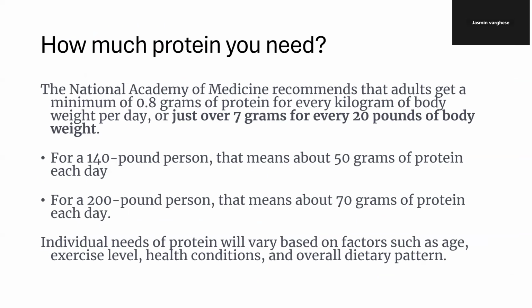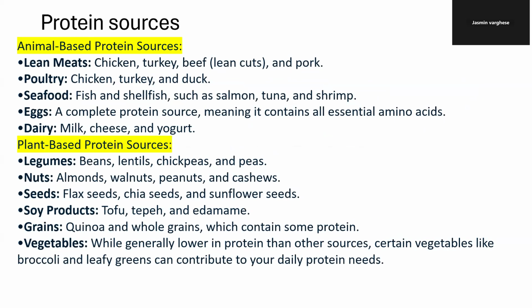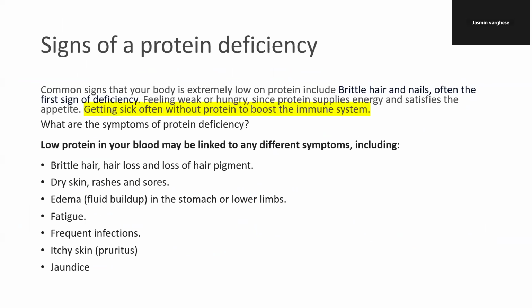When it comes to the calculation of how much protein you need, it is 0.8 grams of protein for every kilogram. You have to take enough protein to maintain a healthy lifestyle. According to researchers, 1 to 2 eggs per day is a good source of protein. A healthy adult can take 1 to 2 eggs per day, or 7 eggs per week. Signs of protein deficiency include brittle hair, dry skin, edema, fatigue, infection and jaundice.